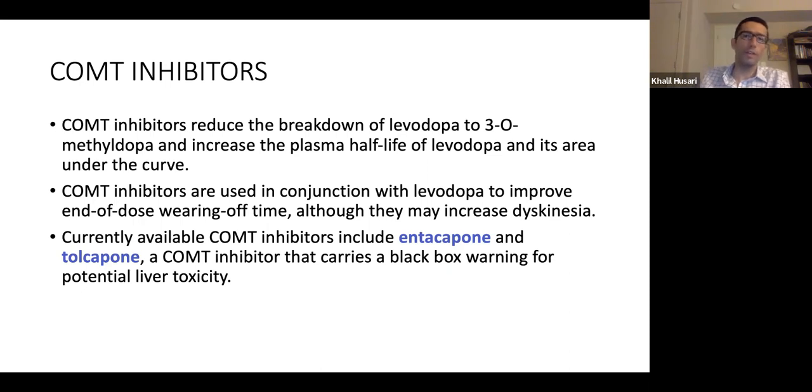So what you can do is you can add a COMT inhibitor, and this will increase the bioavailability of levodopa. So instead of lasting for 4 hours, maybe it will now last for 6 or 7 hours. So it will have a smoother course throughout the day. Don't use them alone. They do not work. They need to have the levodopa present.